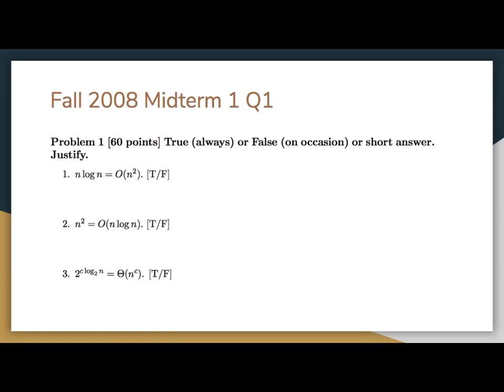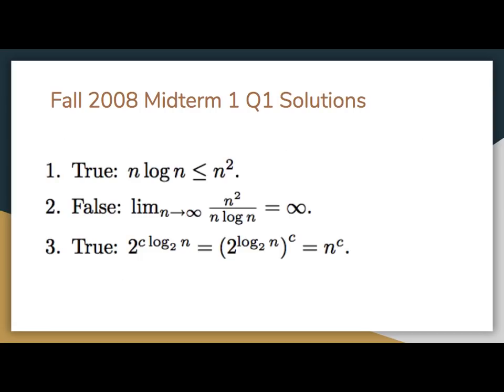Okay. So we're going to go over the answers now for this question. So n log n is less than or equal to n. So this is true. For number 2, the limit as n goes to infinity of n squared over n log n is infinity. So it is false. And then lastly, 2 to the c log of n is equal to 2 of log n to the c, which is equal to n to the c. So it's true. Any questions on these 3?